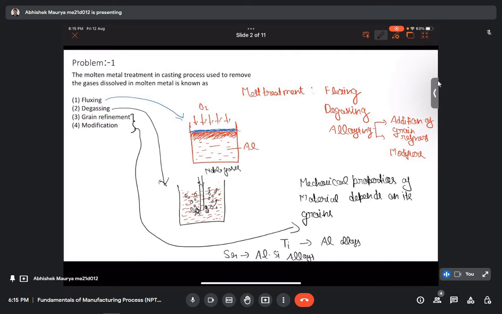So let's start looking at the options one by one. Our aim was to find out the process which is used to remove the gases. In fluxing, we tried to cut the contact of the atmospheric gases with the molten metal. So that is not a correct option. In degassing, we tried to remove the dissolved hydrogen from the molten metal. So this is the correct option, degassing. Whereas the refinement and modification processes have nothing to do with the removal of gases dissolved in the molten material. So the second option is the correct option.